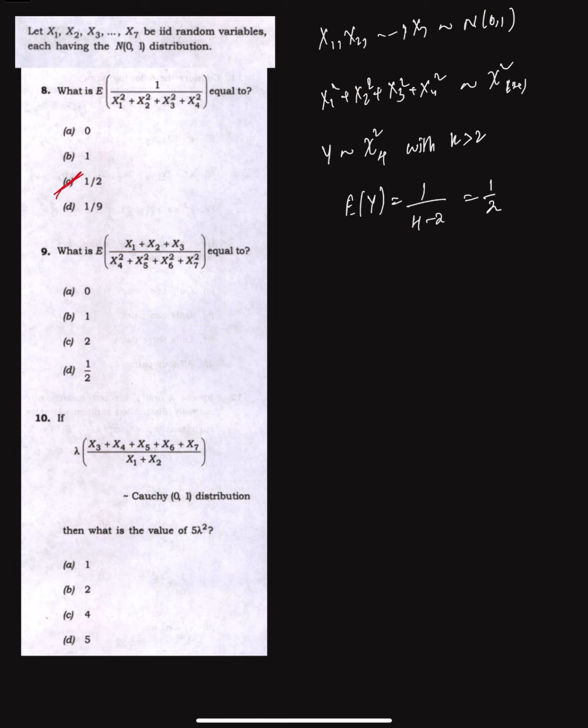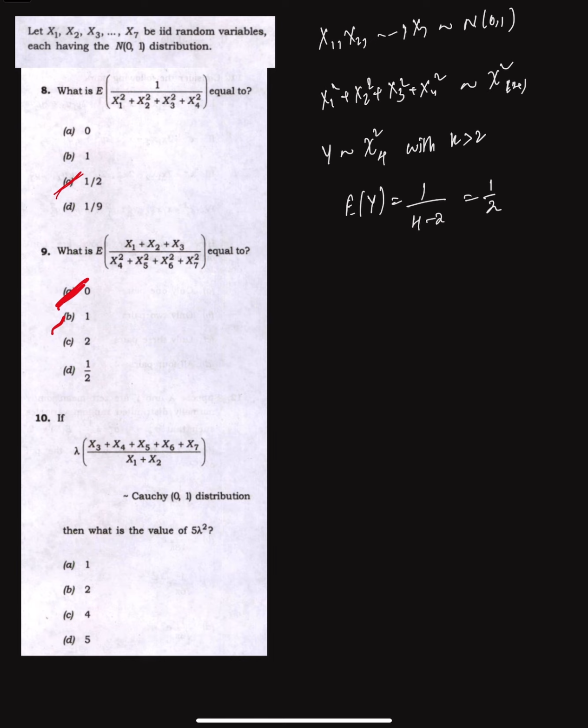Now in the second part, we have the expectation of x1 plus x2 plus x3 divided by x4 square plus x5 square plus x6 square plus x7 square. The numerator has the mean 0 because each of them is normal 0, 1. Now it is independent of the denominator, because the denominator is already positive. So hence this ratio will have the expectation as 0.